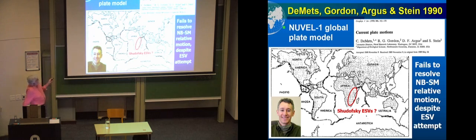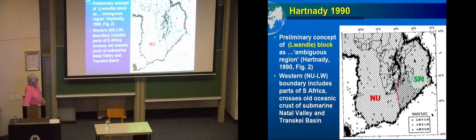And so NUVEL-1 came out without the East African Rift being recognized as a plate boundary. I published shortly afterwards; there was an earthquake in 1986 in the Lesotho-Natal border area, and this is out of a paper that I wrote partly in response to that.